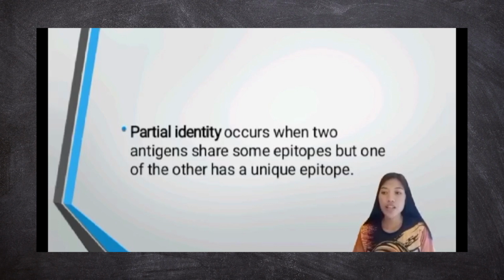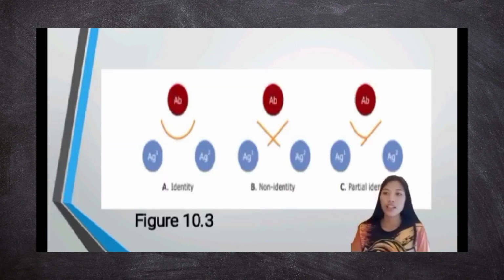Next is partial identity. It occurs when two antigens share some epitopes, but one or the other has a unique epitope. Okay, let's see what is in figure 10.3. This is an Ouchterlony double immunodiffusion pattern. Antibody that is a mixture of antibody 1 and 2 is placed in the central well, and unknown antigens are placed in the outside wells.